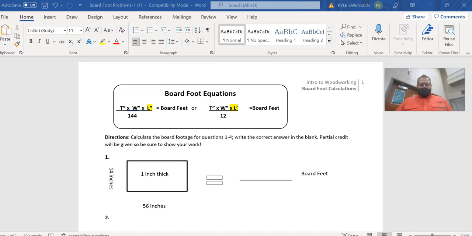For doing the board foot equations assignment, you're going to be using these two equations here. Read the directions here, calculate the board feet for questions 1 through 4, and write the correct answer in the blank. Partial credit will be given, so make sure you show your work.